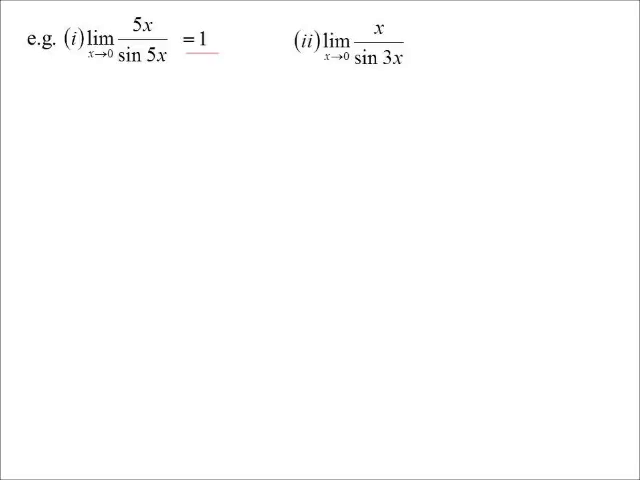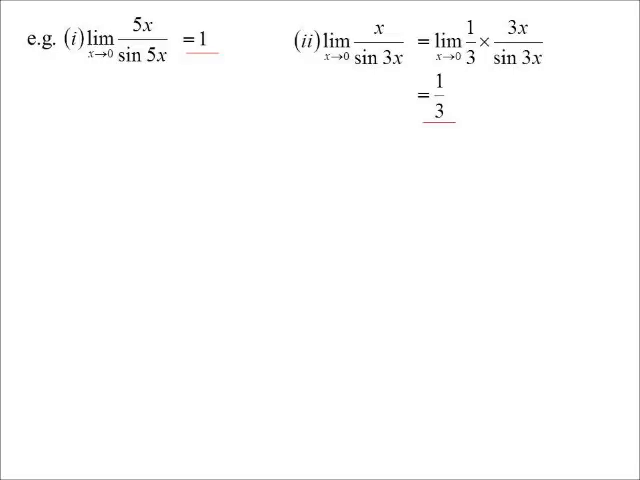But if I was to get something like that, then I've got x on sine 3x, then I want to make the numerator 3x, the same as the angle. And so to do that, I've got to balance it out. So I'll have a third of 3x. So the 3x on the sine 3x I know will approach 1, and so we get 1/3.